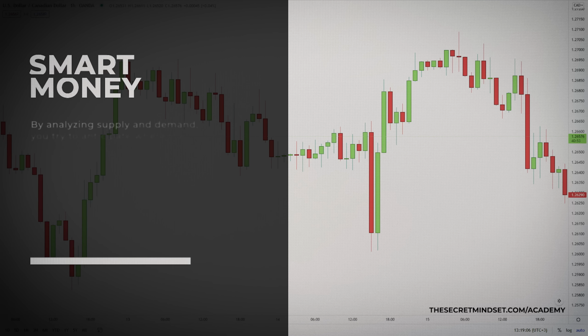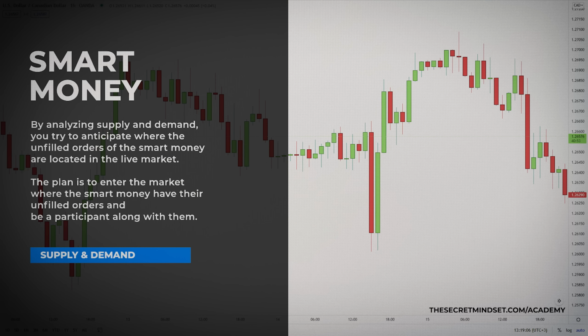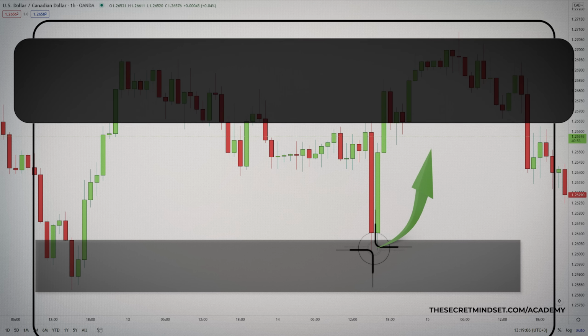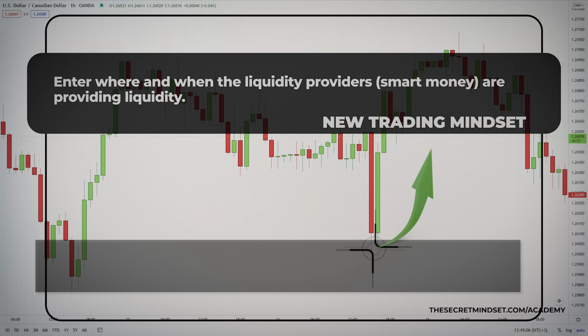By analyzing supply and demand, you basically try to anticipate where the unfilled orders of the smart money are located in the market. The plan is to enter the market where the smart money have their unfilled orders and be a participant along with them. Knowing when the smart money liquidity providers are moving the markets is critical, so you can be there to ride along with them. So this is the mindset you must have. You enter where and when the liquidity providers, the smart money, are providing liquidity.